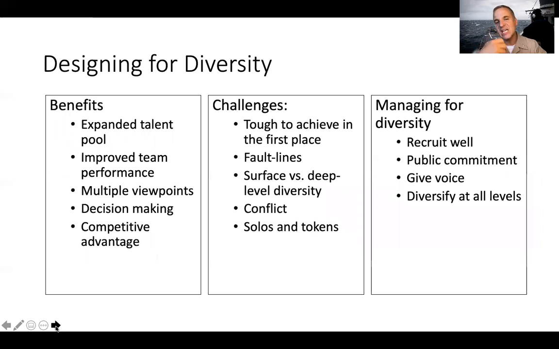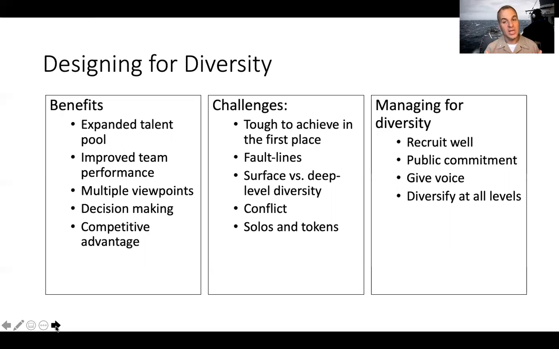And in fact, this idea of diversity and the idea that we have people with different perspectives on the team, we really want to design that in from the beginning, right? Because when we do that, we have an expanded talent pool. We have more people on the team who know what to do, all sorts of different things. We get improved team performance by having these additional perspectives that allow us to see bigger ideas and be able to find the best ideas, because we get these multiple viewpoints. We get better decision making, and we get a competitive advantage from having a diverse team.